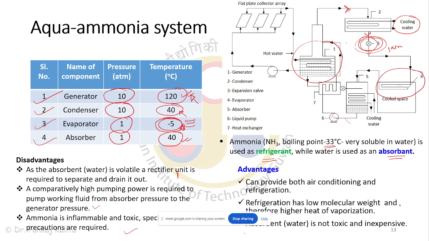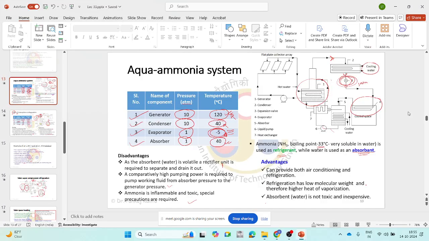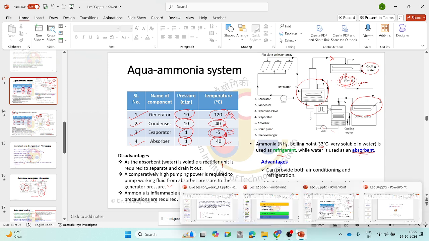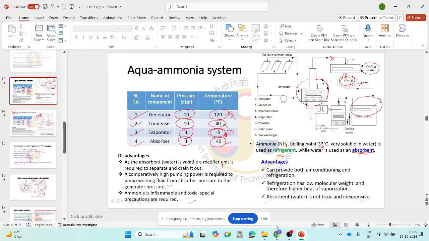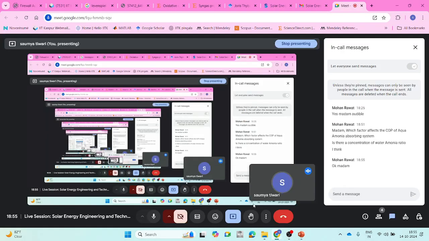Okay, so I have included one numerical on this particular aqua ammonia system also. Basically it depends on the temperature of your generator and the temperature of the condenser. I'll also show you how to calculate this COP for the aqua ammonia system. Okay, so let me share it from another device.